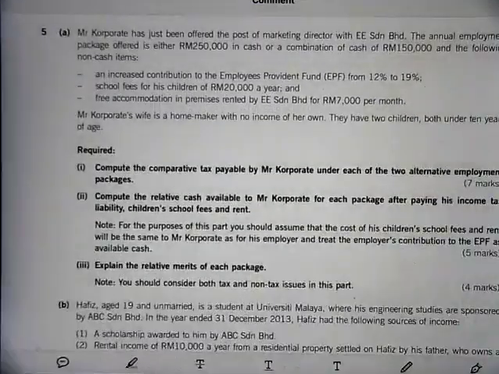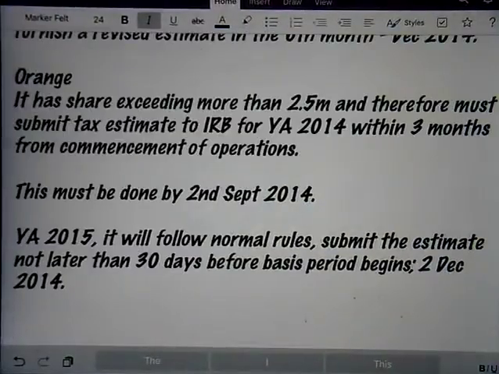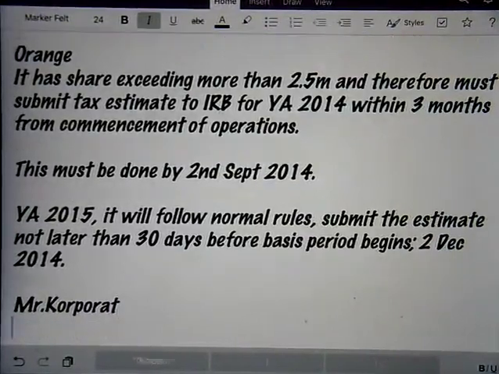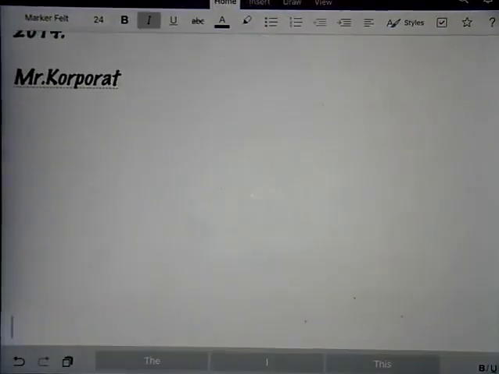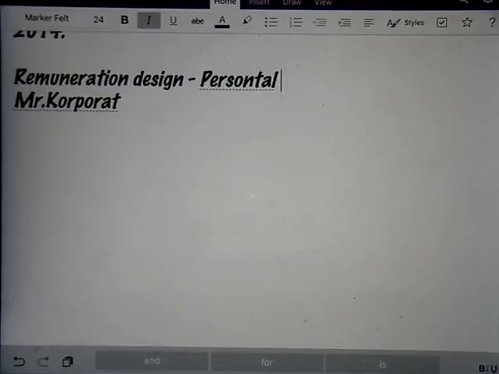Mr. Corporate, so how? Can you calculate now? Do you know how to calculate now? So all you have to do is calculate the... What is this one called? Class note, this is called design. Personal tax. Okay, personal tax note D.